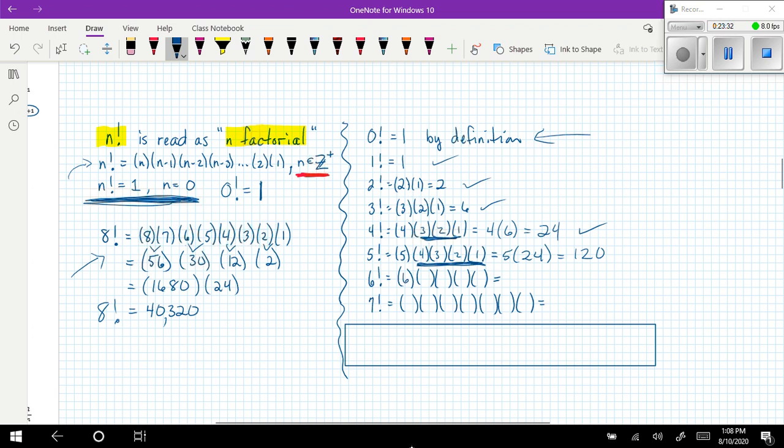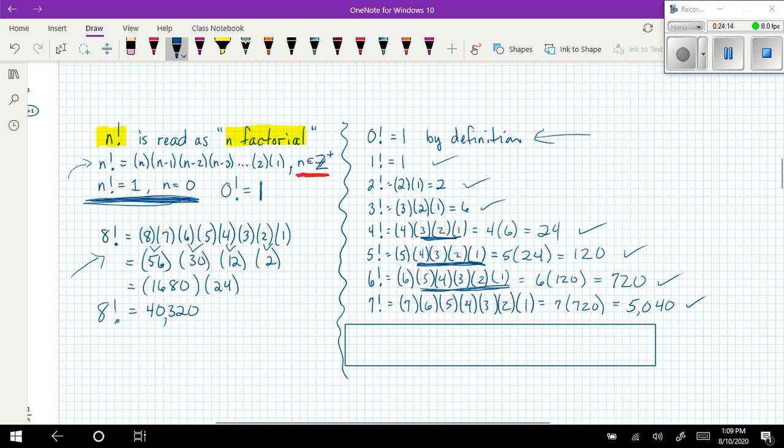Moving on past there, 6 factorial would be 6 times 5 times 4 times 3 times 2 times 1, which is 6 times 120, because didn't we just do 5 times 4 times 3 times 2 times 1? So that's 720. And now 7 factorial is going to be 7 times 720. So I hope everybody's okay with that. That answers 5,040. Again, that's 7 times 6 times 5 times 4 times 3 times 2 times 1, dot, dot, dot.